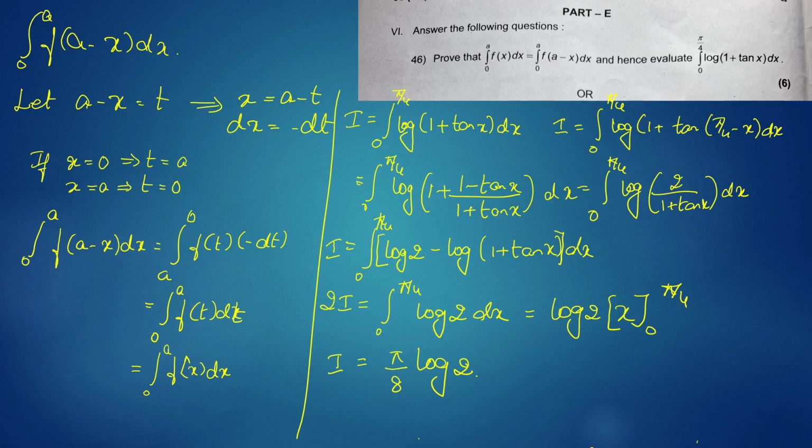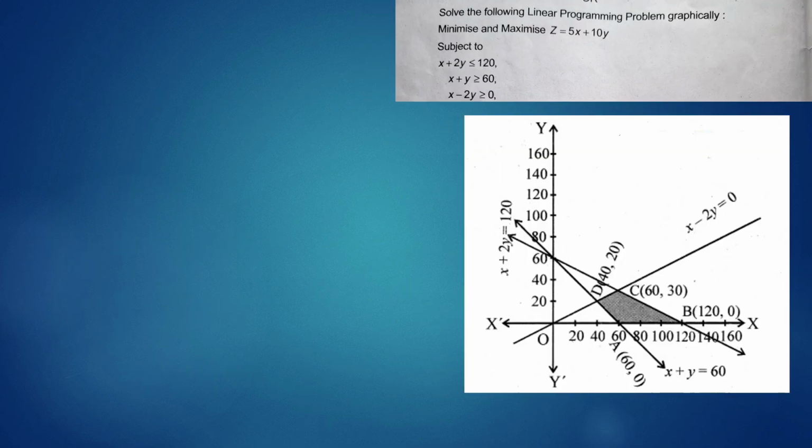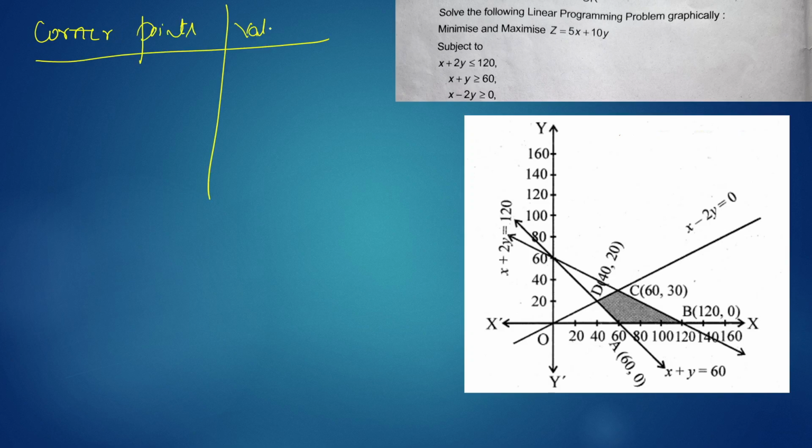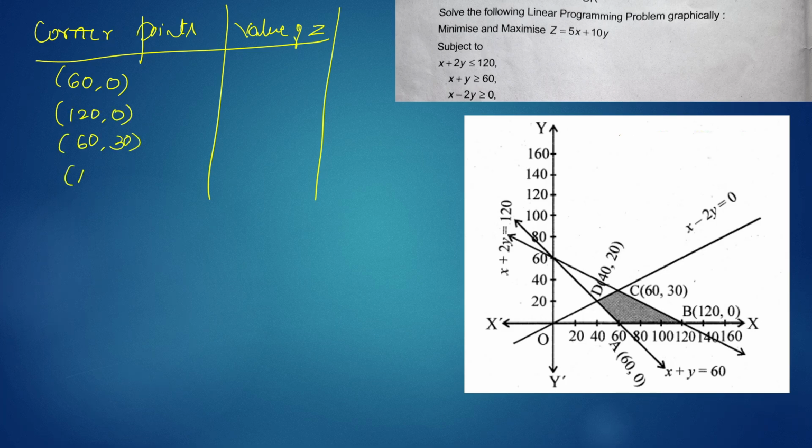Next is LPP. So, the graph of the LPP we already have, if we solve the equations, then we will get the graph like this. Then the corner points will be, and the value of z. The corner points are 60, 0, 120, 0, 60, 30 as well as 40, 20. For these corner points, the values of z are 300, 600, 600 and 400.